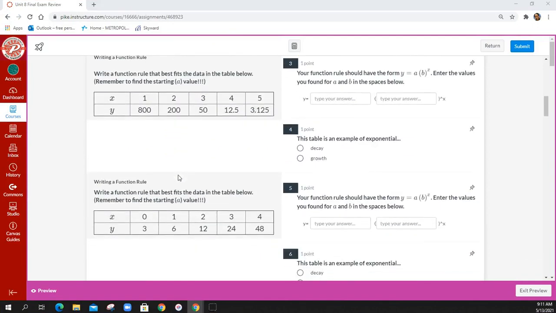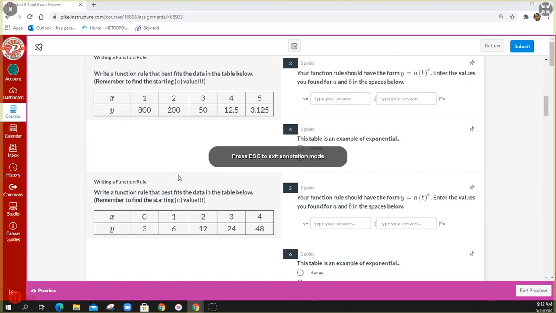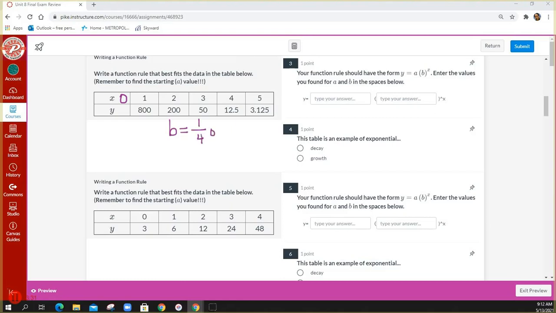When we're looking at number 3, we have to write an equation given the table. So the first thing to remember is you have to start with 0. So when I'm looking at these numbers, it looks like they're dividing by 4. So the b value, my multiplier, is 1/4, or you can write that as a decimal. Your starting value is not 800 though, because we need to go back 1. So if I go back 1 by multiplying 800 by 4, then my starting number is 3,200.